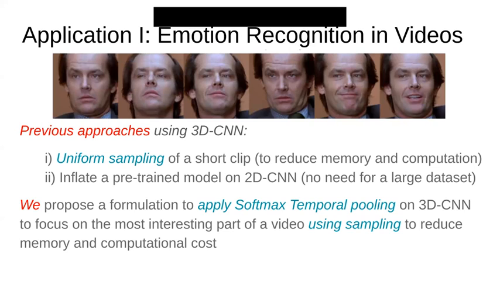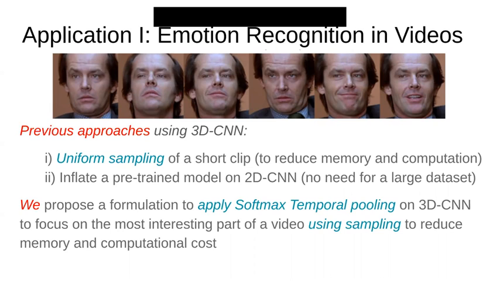And then there are other details that I will probably skip, to be able to use 3D CNN with a small data set, like using the weights of a 2D CNN, what we call inflating a 2D CNN, to pre-train a 3D CNN. But these were previous approaches. What we propose is to apply our softmax temporal pooling on these 3D CNN models. And for doing this, again, we will need to sample. But instead of sampling uniformly, we will sample in a way that lets us perform softmax temporal pooling.